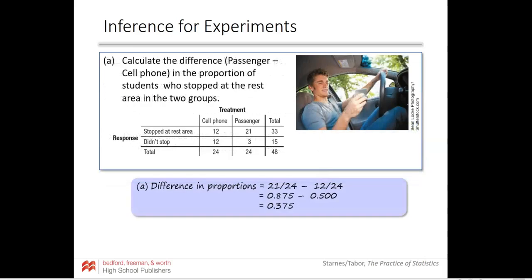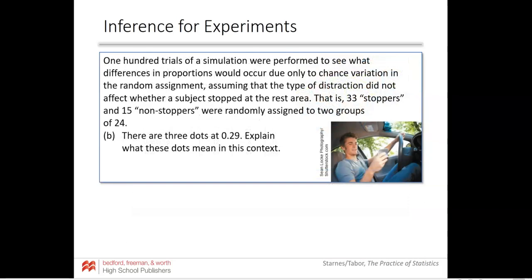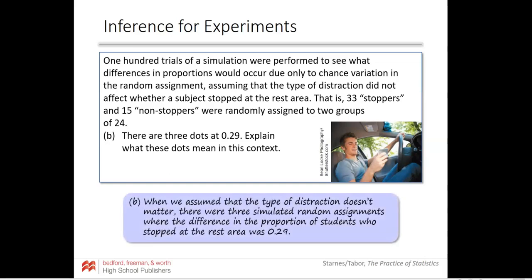So we don't see that graph, do we? I think we almost need to see that graph, but at 0.29, when you just did a simulation, which is chance alone. Simulation is when you didn't actually perform an experiment, but it's just like studying chance. If it was just by chance alone, there would be three simulated results at 0.29. So when we assume the type of distraction doesn't matter, in person or on the phone, there were 3 simulated random assignments where the difference in the proportion of students who stopped at the rest area was 0.29. So that's not that many here.